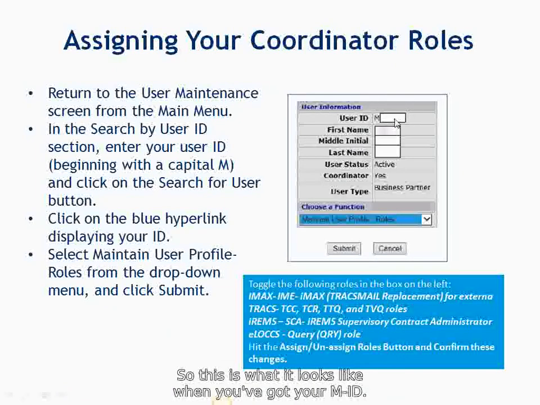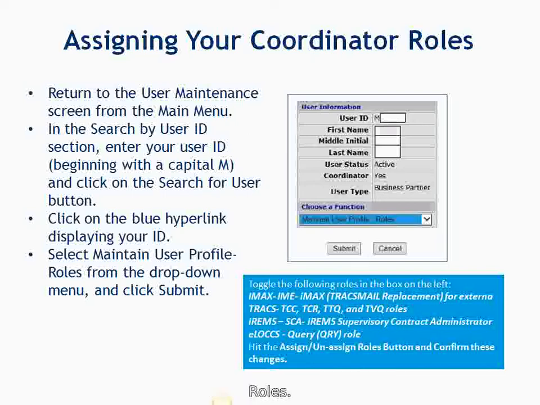So this is what it looks like when you've got your MID. This is redacted out just so that I didn't show personal information here. But this is the drop-down menu that I'm talking about. So the first one you're going to do for the profiles, you hit submit, you hit confirm. Then you're going to repeat this step, except on the drop-down menus, you're just going to be selecting different options on the drop-down menu. So your second option is going to be Maintain User Profile Roles.